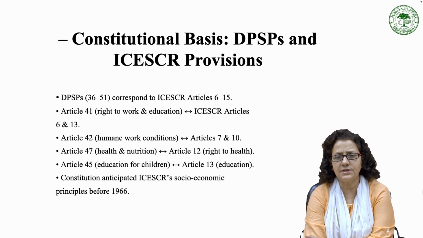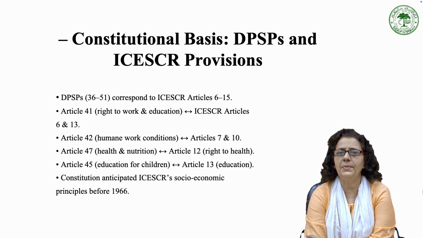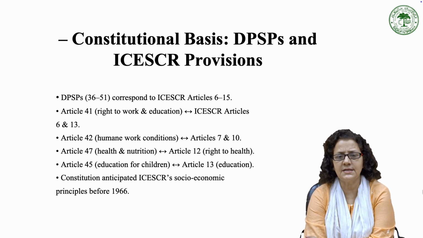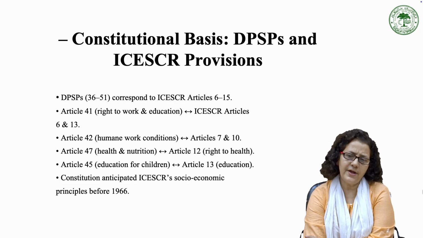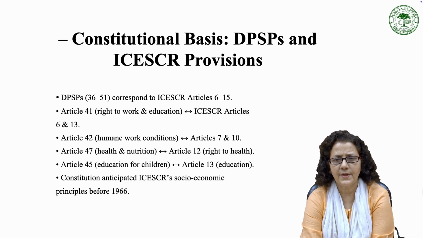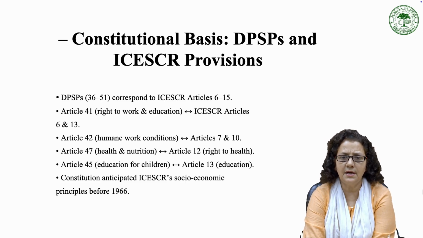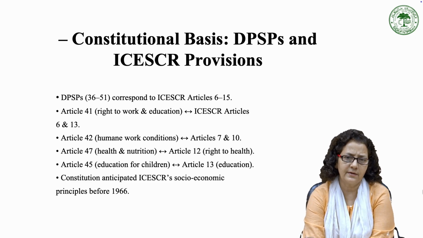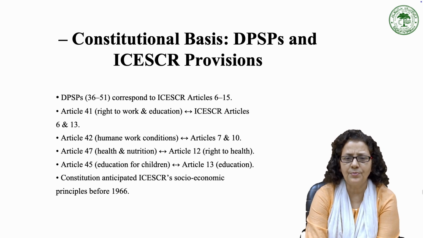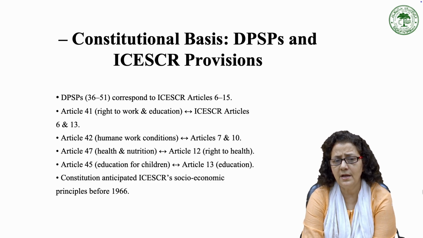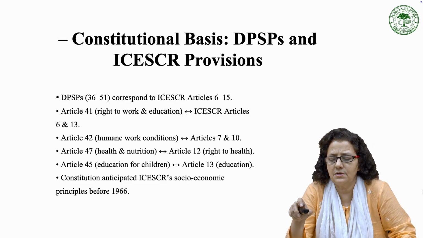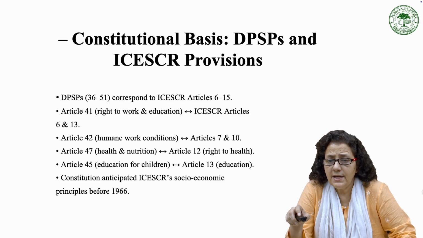Similarly, Article 47 of the Constitution directs the state to improve public health and nutrition, which aligns with Article 12 of the ICESCR, that is, the right to health. Article 45 promotes early childhood care and education, parallel to Article 13, that is, the right to education. These correspondences reveal that India's framers were remarkably forward-looking, embedding the core social and economic ideals of the Covenant even before its adoption by the United Nations. The Constitution thereby functioned as a domestic counterpart to the International Covenant on Economic, Social, and Cultural Rights, an international mandate.